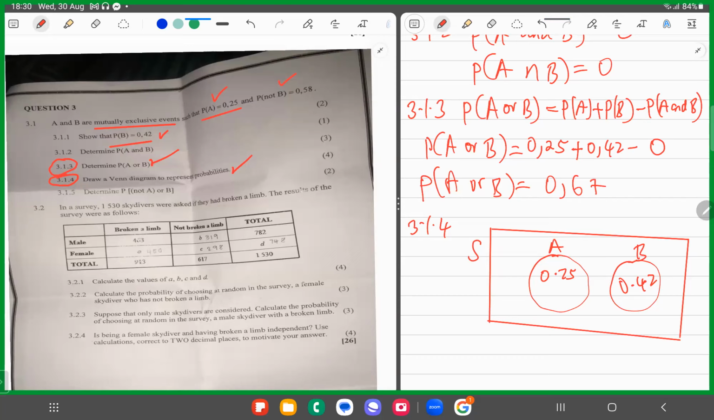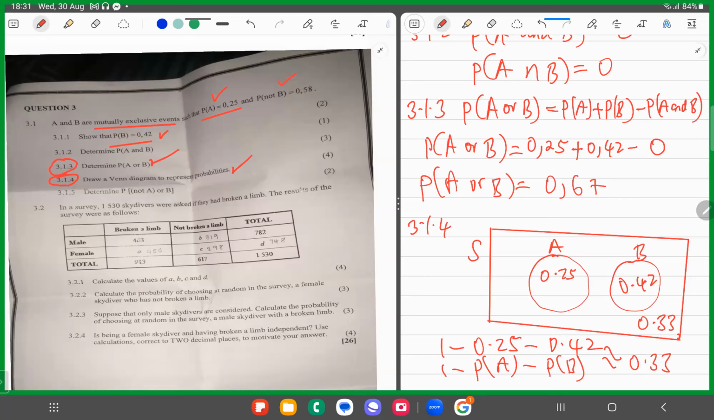And then we have that the probability inside must be 1. Everything must be 1. So in the event that these two events do not occur, the probability outside is going to be 1 minus 0.25 minus 0.42. In other words, we have 1 minus the probability of A minus the probability of B, okay? And this result is what? If you subtract everything here, you get 0.33. So this one is 0.33.